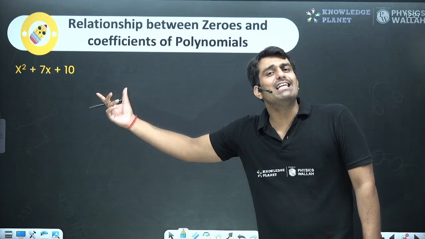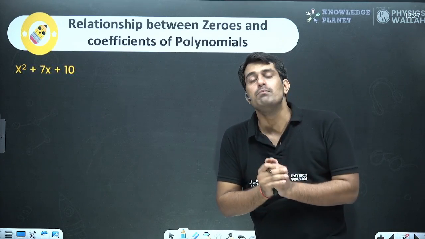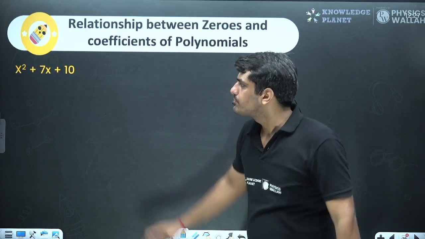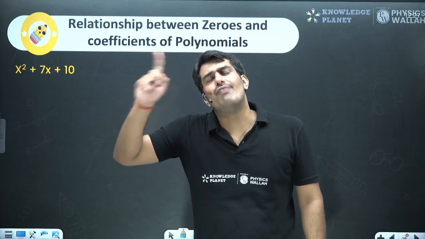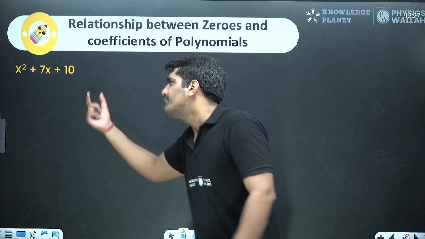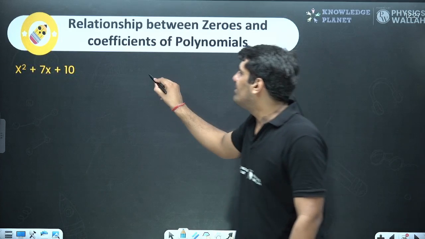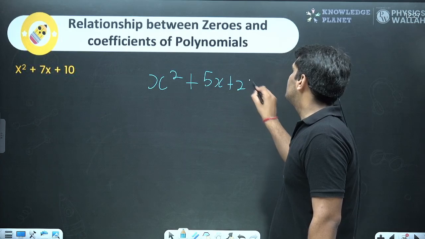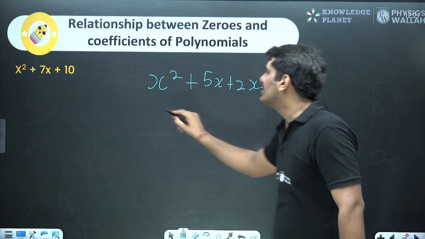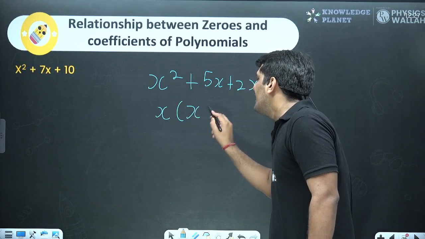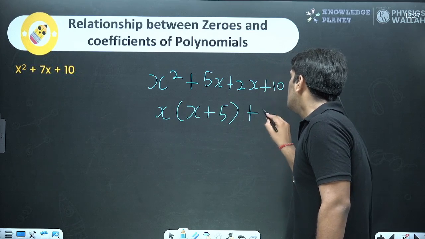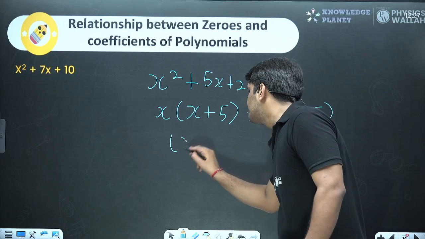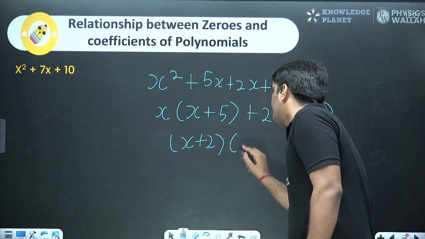Now, in the given expression over here, if I ask you to find the 0, what will you be doing? I hope you remember splitting the middle term. 10 has factors 5 and 2. So 5 into 2 is 10, 5 plus 2 is 7. So I'll rewrite it as x square plus 5x plus 2x plus 10. And I'll do the clubbing and find the common part. x plus 5, taking 2 common, again x plus 5. Finally, we have the factors as x plus 2 into x plus 5.